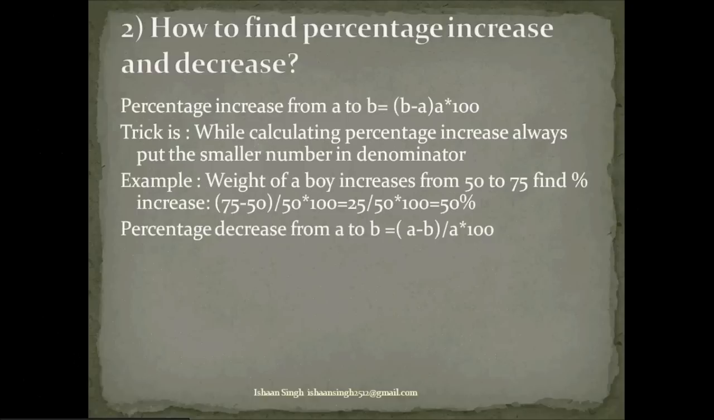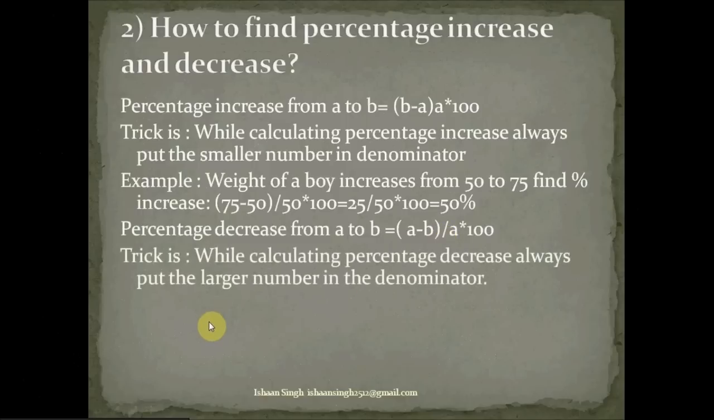Here, always, this value A in the denominator is the larger of the two values. While calculating the percentage decrease, always use A, the denominator, as the larger of the two values. So let us look at an example. The trick I have already told you: while calculating percentage decrease, always put the larger number in the denominator.